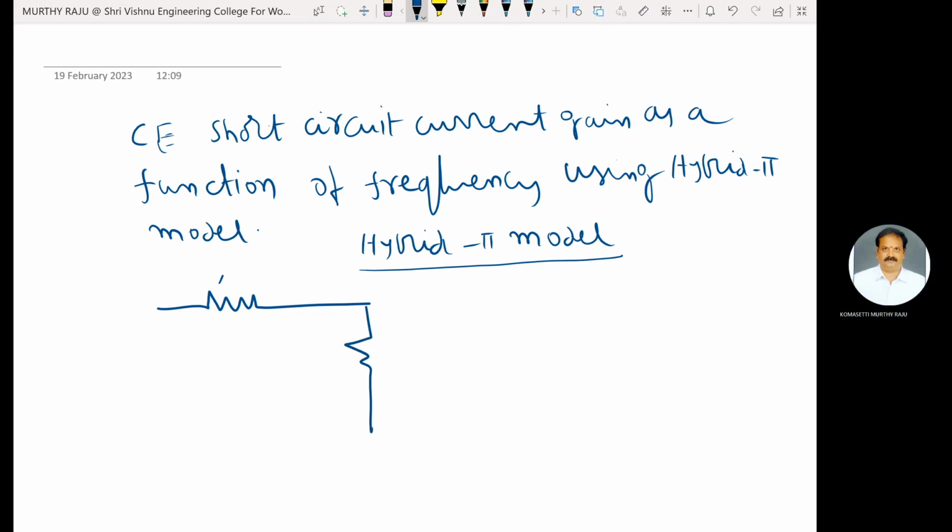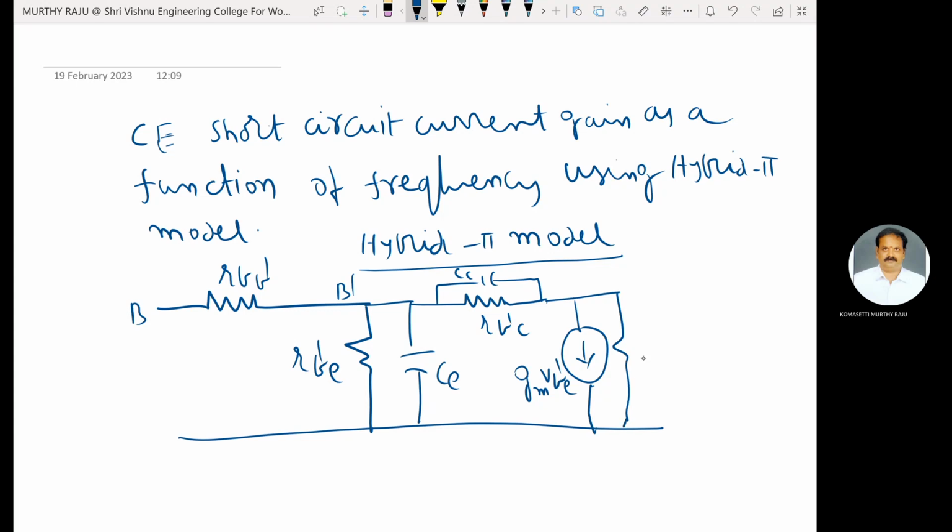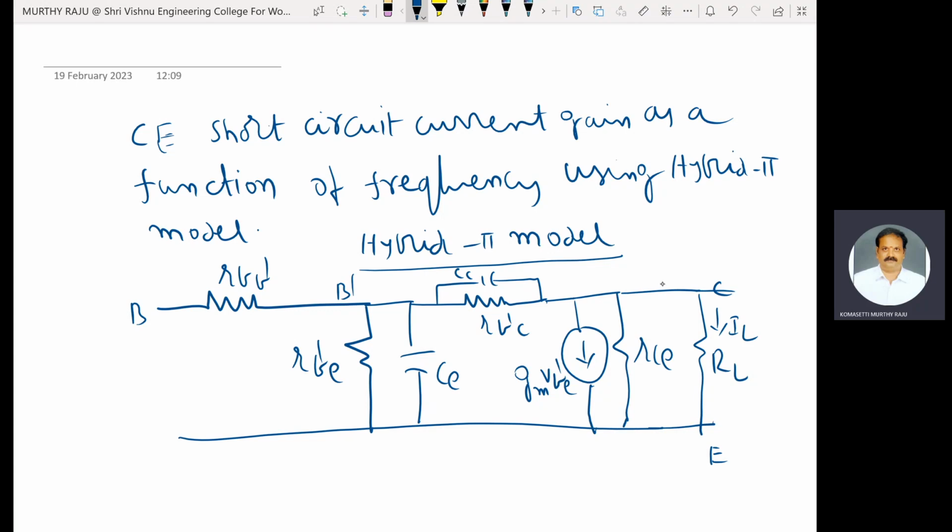This one is RBB', RB'E, this one is a CE, RB'C, capacitance CC, this one is gm VB'E, rce and CE. The current flowing through this RL is IL. This one is VCE. Here VB'E, this one is the center terminal.